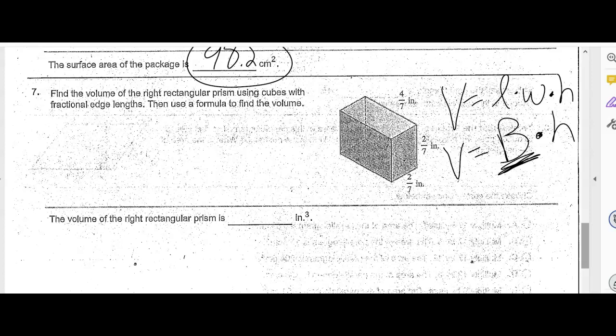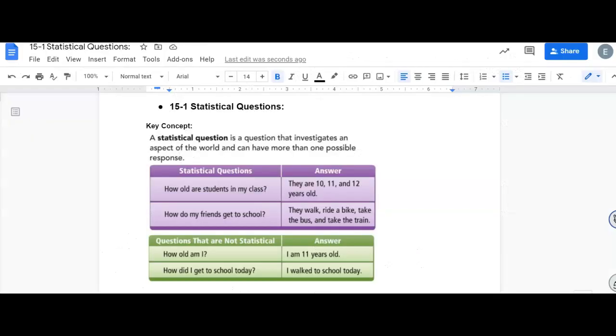Did anyone get a final answer for question number 7? What did you get, Patrick? 16 over 343. Do we agree with that? I agree. Inches cubed. Why is it cubed? Rylan. Good. Inch times inch times inch, 3 of them. Nice job. Okay. We are going to move on to, please don't pack up early.